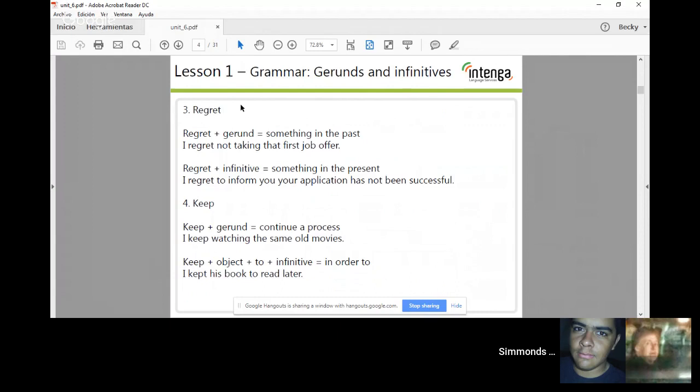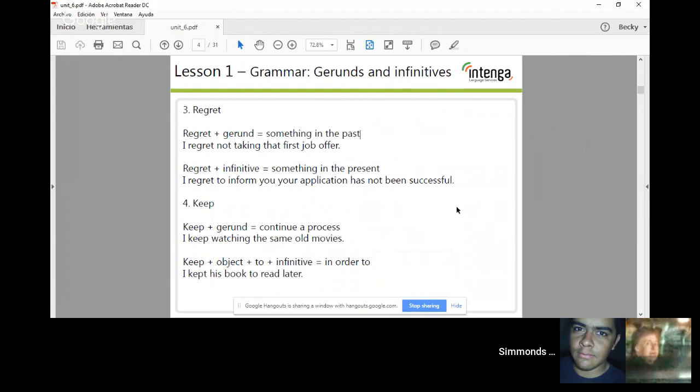Questions, doubts? I mean, this is the same thing over again. It's just showing you that we have one verb, and then this is in the negative. When we use the negative in the gerund form, we just use the word not. And then here's regret to inform. Again, they both have different meanings depending on if you use the gerund or the infinitive. Do we have any questions about this?